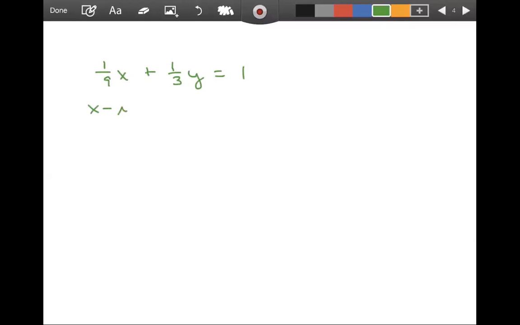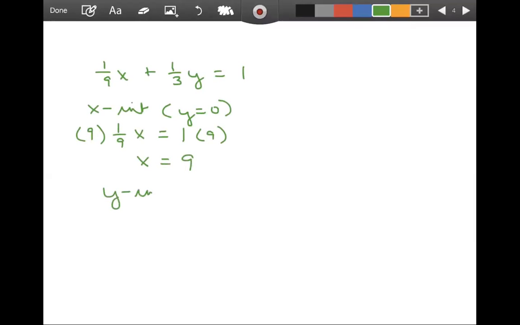That line has an x-intercept where 1/9 x equals 1. Multiplying both sides by 9, you get x equals 9. And the y-intercept, which is where x is 0, gives you 1/3 y equals 1. Multiplying both sides by 3, you get y equals 3.